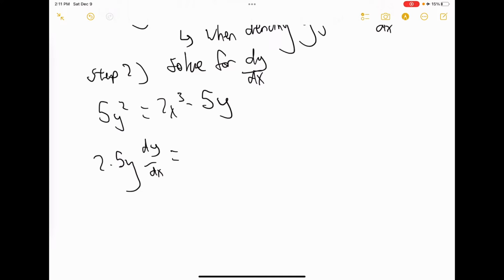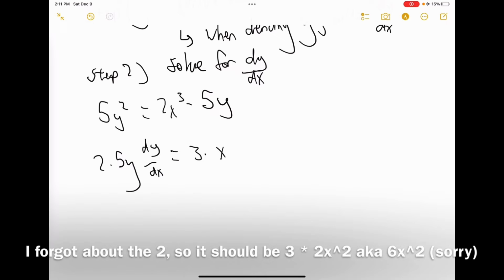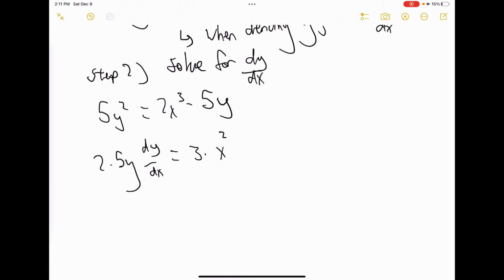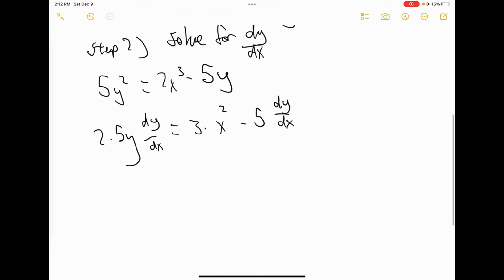Now let's do the other side. Derivative of 2x cubed, that is 3 times x, drop the power, squared. Since we took the derivative of x, we don't need to write dy dx. Now let's take the derivative of this next term, negative 5y. Derivative of a constant times variable is simply the constant, negative 5. Since there's a y there, we write down dy dx.